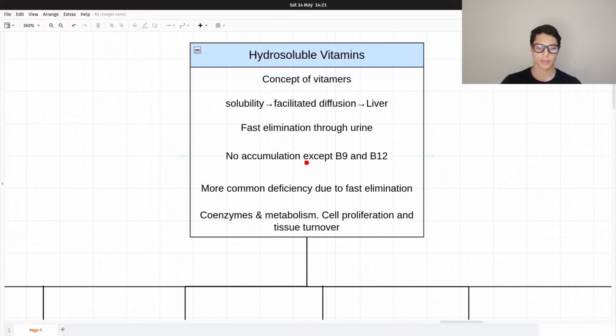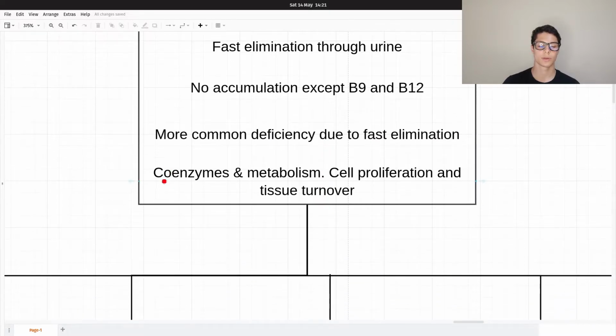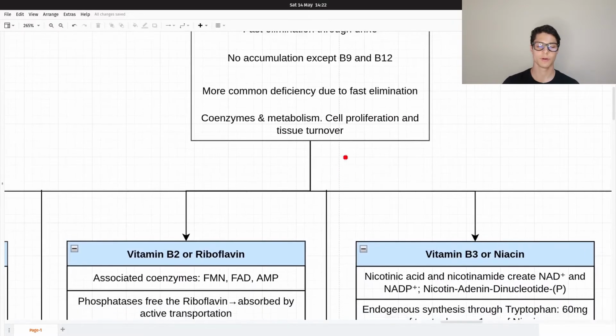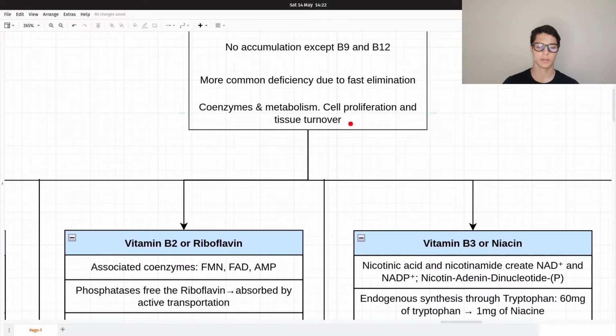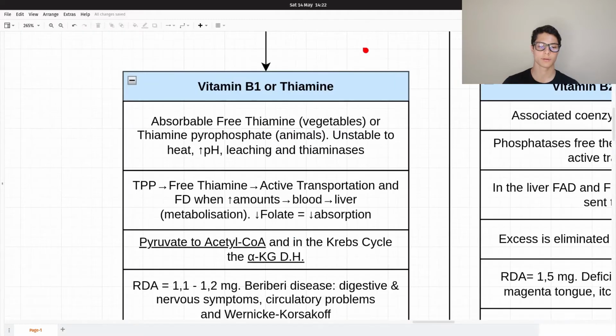They do not accumulate except the B9 and the B12, and the deficiency is more common due to the fast elimination. They are responsible for the coenzymes and the metabolism, and then cell proliferation and tissue turnover is due to vitamin B9 and B12. Let's begin with vitamin B1 or thiamine.